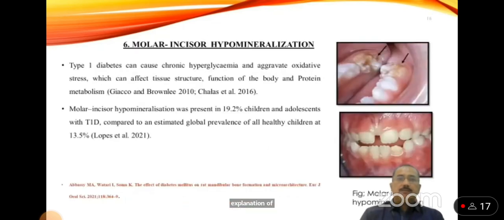Molar incisor hypomineralization is also a very common diabetic complication in children. Chronic hyperglycemia can aggravate oxidative stress, which can affect tissue structure, body function, and protein metabolism, according to Zico and Crowley. They found that molar incisor hypomineralization was present in 19.2% of children and adolescents with type 1 diabetes, compared to an estimated global prevalence of 13.5% in all healthy children. Loops et al., 2021.